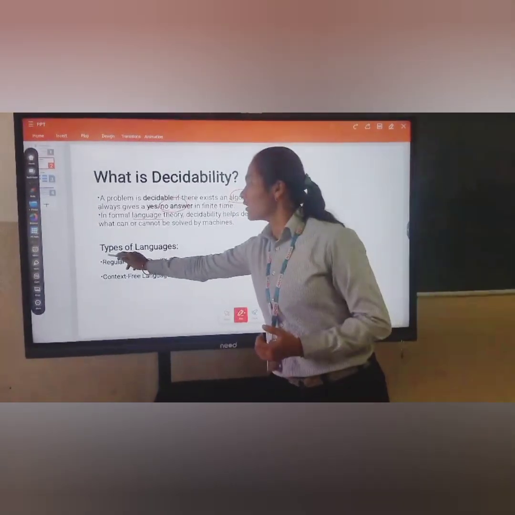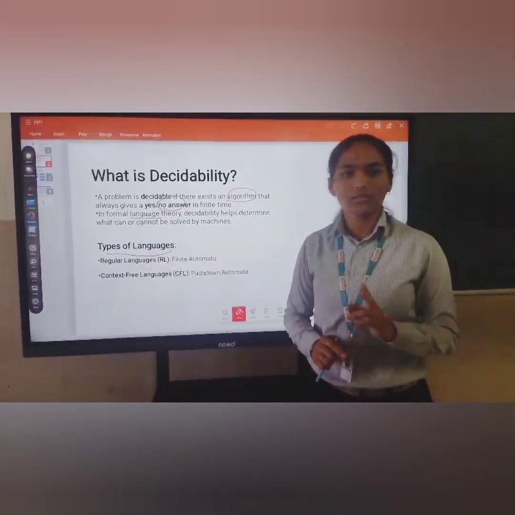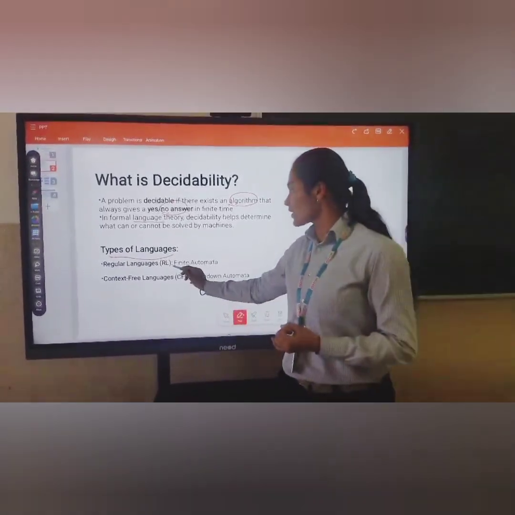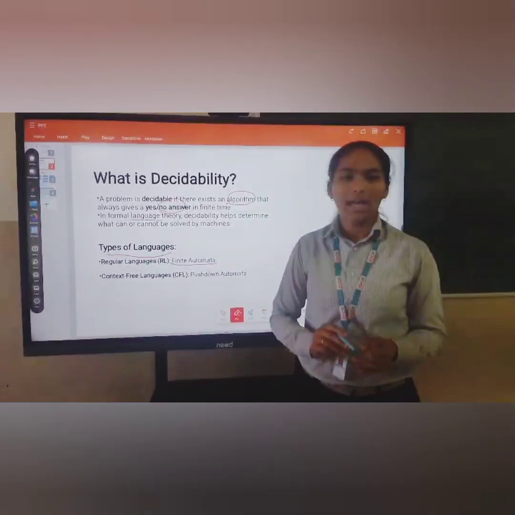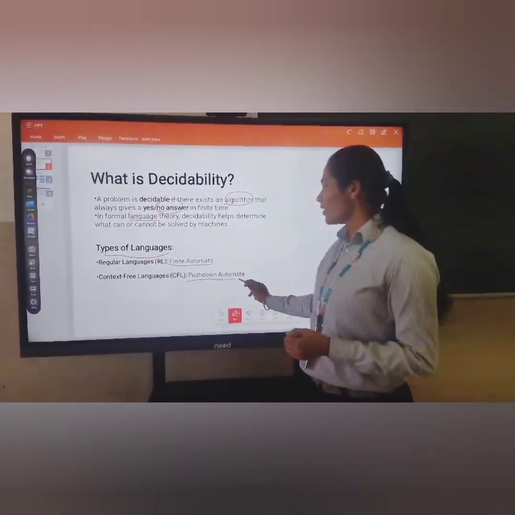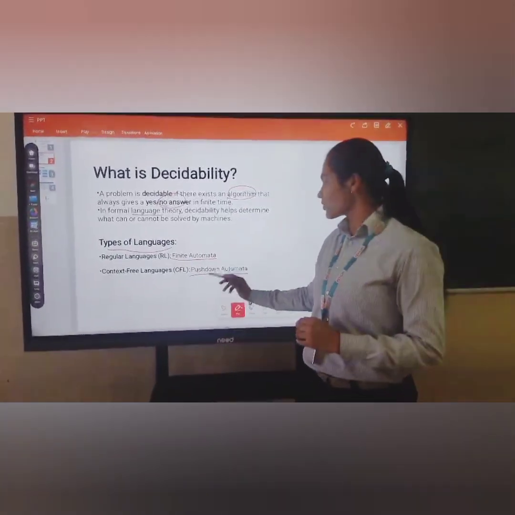Another topic is types of language. There are two types of languages. First is regular language, which is accepted by finite automata, and second is context-free language, which is recognized by pushdown automata.